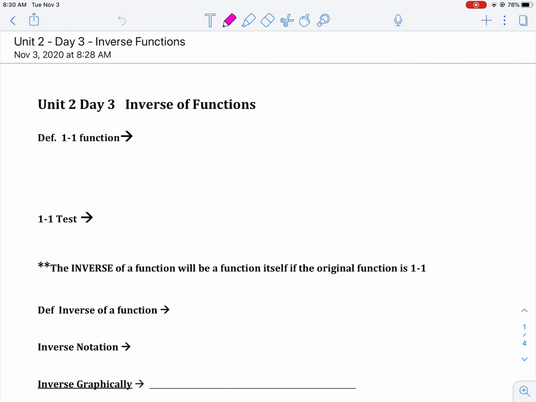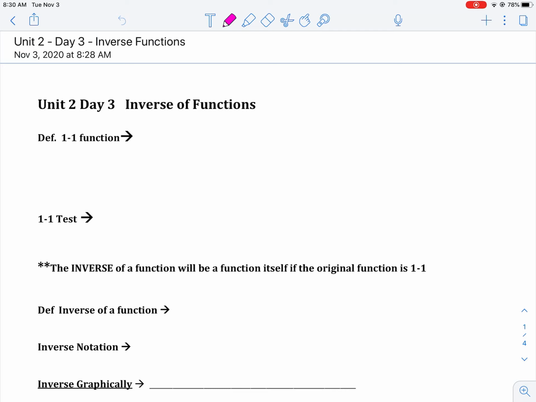Hello, ladies and gentlemen. Today is Unit 2, Day 3, Inverse of Functions. This is a very short unit. After today's lesson, we'll be doing a review and taking a unit quest. This is the last new material of this unit, so feel good about that.